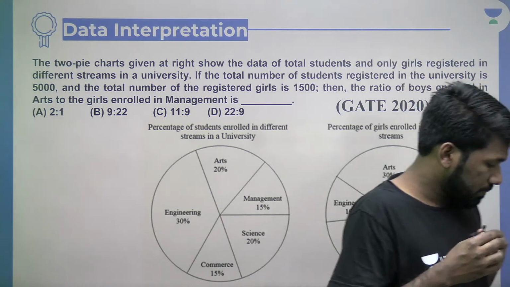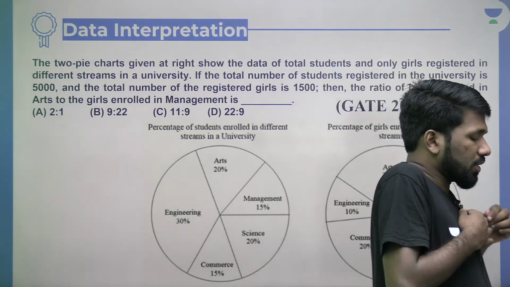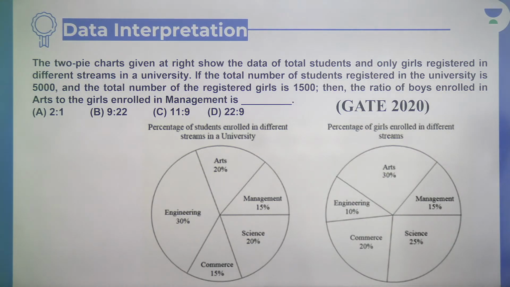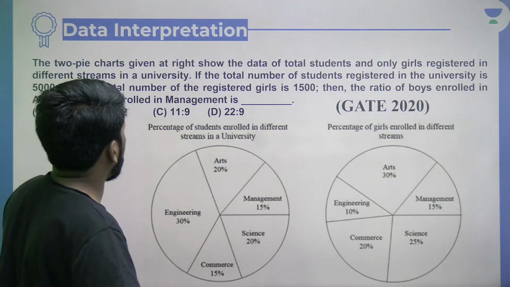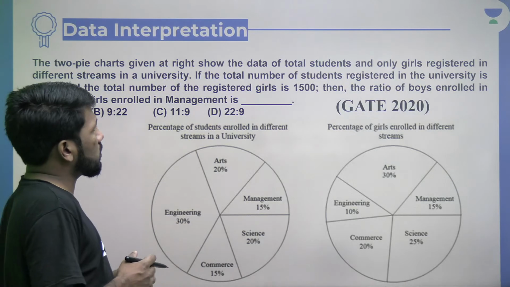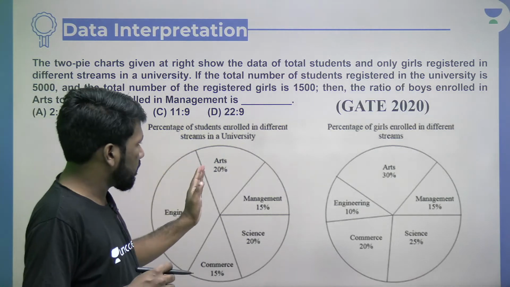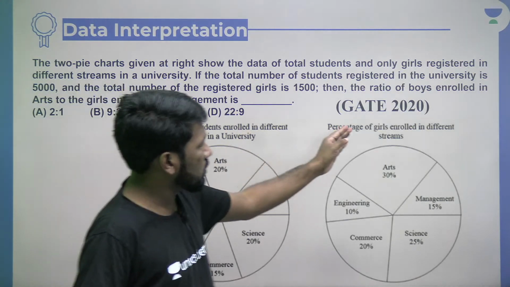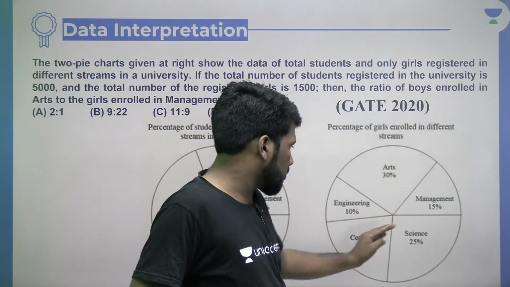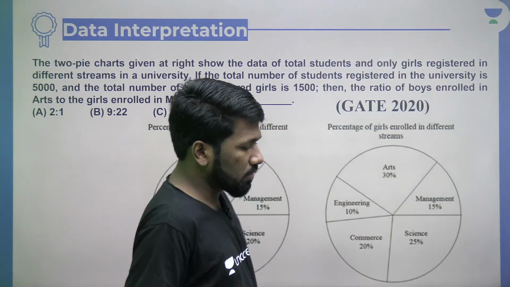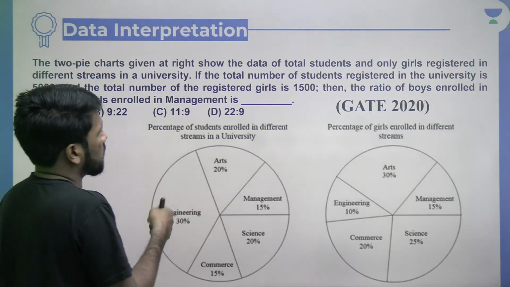Okay, we'll start explaining. So it's a very good question, a pie chart related question. Pie chart questions we haven't discussed much, so we start with a pie chart question today. Two pie charts given at the right show the data of total students and only girls registered in different streams in a university. So this is the pie chart related to total students, and this is the pie chart related to girl students and how they are distributed: arts, management, science, commerce, engineering. In these 5 streams, how they are distributed, that percentage is mentioned, and total students, how they are distributed in these 5 subjects is mentioned in this.